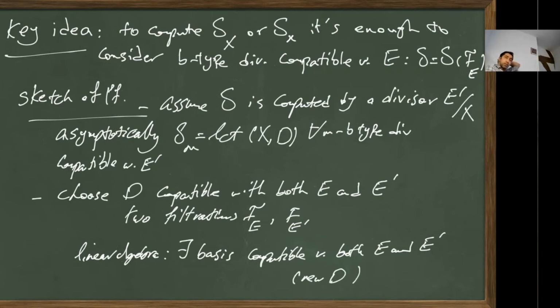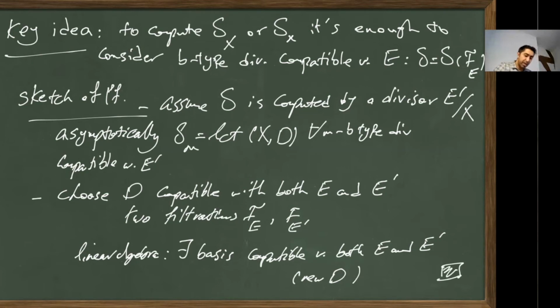So the idea is that you have a filtration coming from E, you have a filtration coming from E prime, which is the divisor that computes delta. If you look at these two filtrations, it's just linear algebra. So you can find a basis that is compatible with both of them. This you can even give as an exercise to your linear algebra students. And that basically completes the proof, because now you have found a divisor that is compatible with both of them, and the number that gives you should be the same. So you have it done.